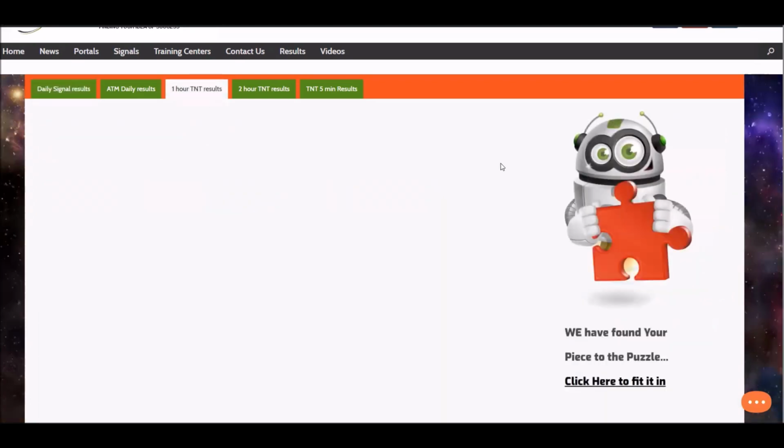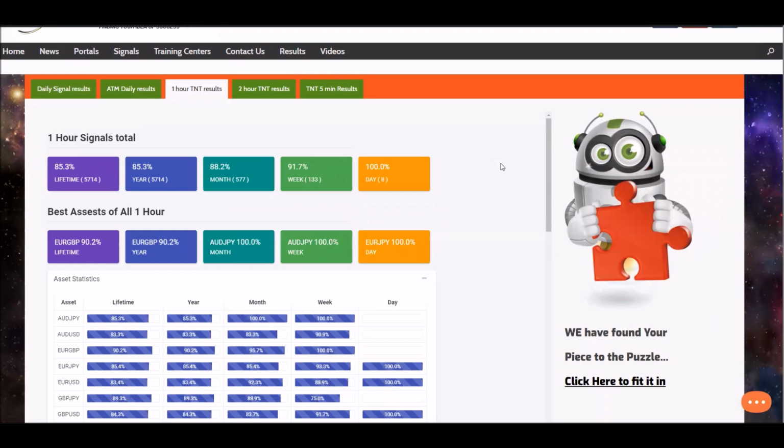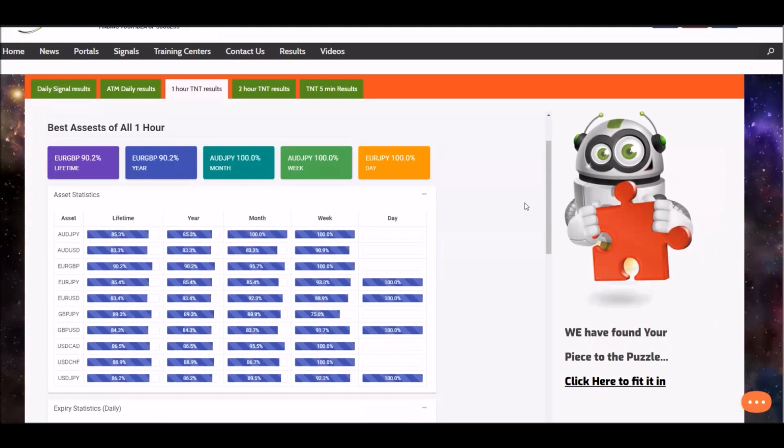Okay, moving on to the 1 hour TNT. The 1 hour TNT is for trend, negate, and trade. These are obviously fired off on the hour. So far, 3, 4, 5, 6 haven't fired off, and the other four are at 100%. And for the week, 7 days, the lowest statistic is 75%, and that again is Great British Pound JPY. I'm sure that will catch up once we have our first signals firing off today.